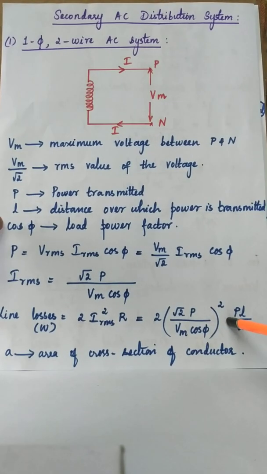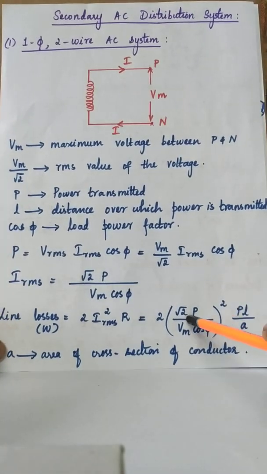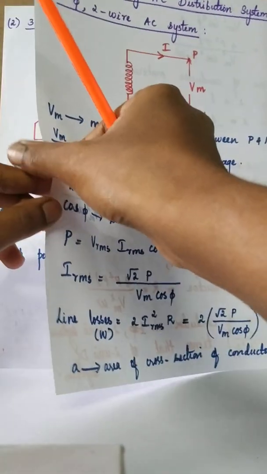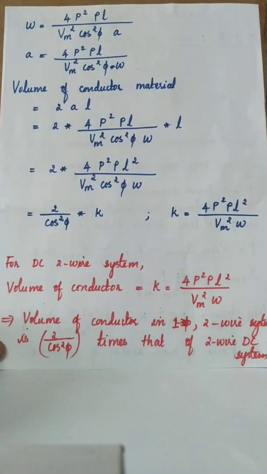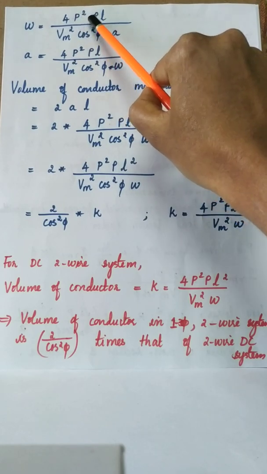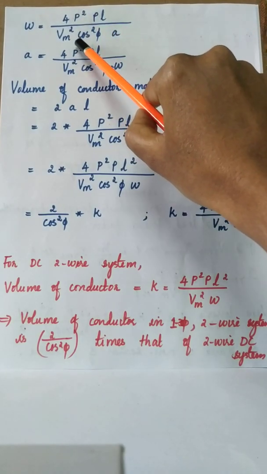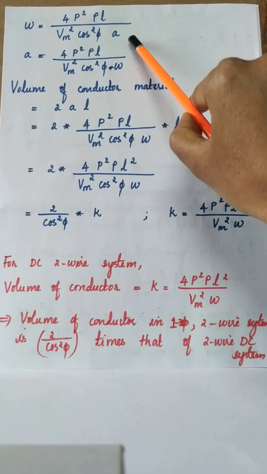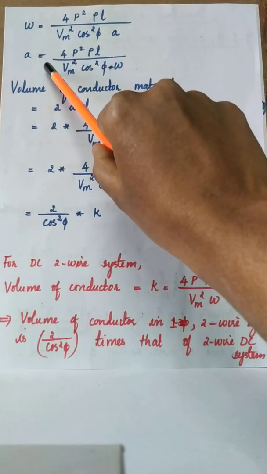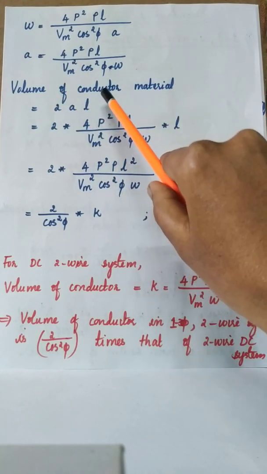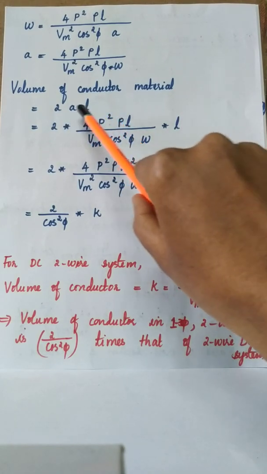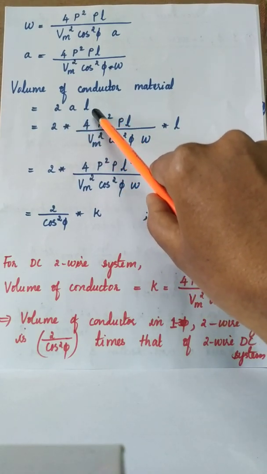Now, what is root 2 square? It is 2. So we get 2 P square by Vm square cos square phi. So we will get the losses W. W is equal to 4 P square rho L divided by Vm square cos square phi into A. From this, take the cross-sectional area of the conductor. The volume of conductor material is 2 into A into L, where A is the cross-section and L is the length of the conductor.